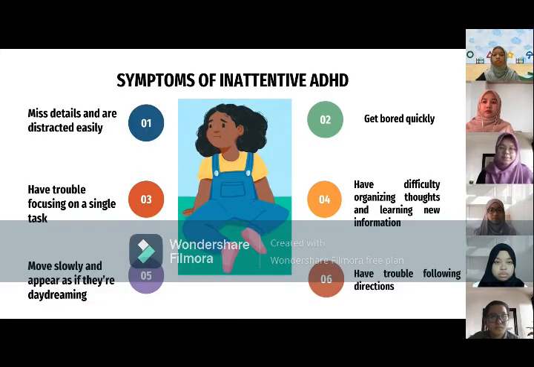Okay, for the signs and symptoms of ADHD, there are three types. For inattentive ADHD, the person will experience such things as missed details and being easily distracted. They will get bored quickly. They will have trouble focusing on a single task, have difficulty organizing thoughts and learning new information, move slowly and appear as if they are daydreaming, and lastly, they have trouble following directions.